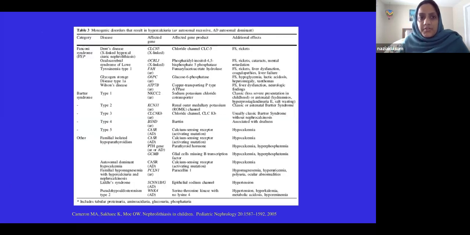These are other monogenic causes, like Fanconi syndrome, which is your renal Fanconi, type 2 RTA, Dent disease, Bartter syndrome, familial isolated hypoparathyroidism, again very rare causes. Autosomal dominant hypocalcemia, your calcium sensing receptor mutations, Liddle syndrome. Liddle syndrome is something that we quite commonly see with hypertension. Pseudohypoaldosteronism, Gordon syndrome, very common, associated with kidney stones and hypertension.